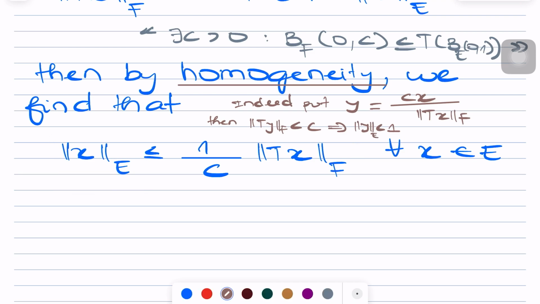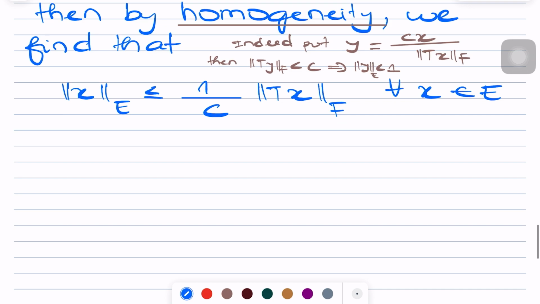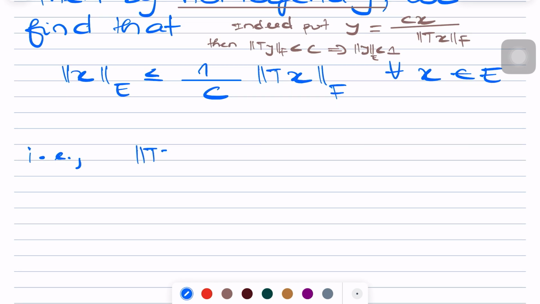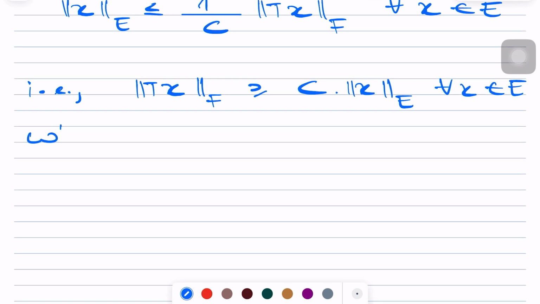And then we are done, because this means the norm of Tx in F is greater or equal than C times the norm of x in E. So once this holds, T minus 1 is continuous.